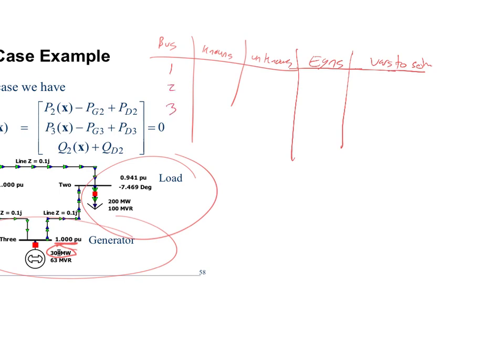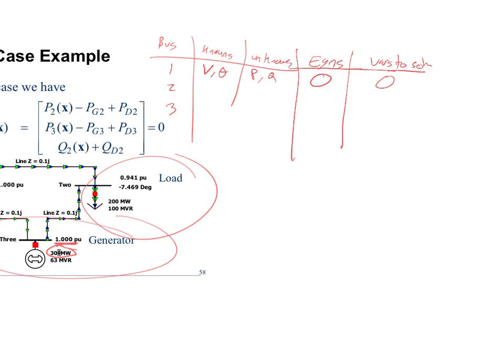Bus 1 is a slack bus, so we know V and theta. We do not know P and Q. What equations can we write at the slack bus? No equations, because we can't solve for power balance. But that's okay because we have no variables to solve for.